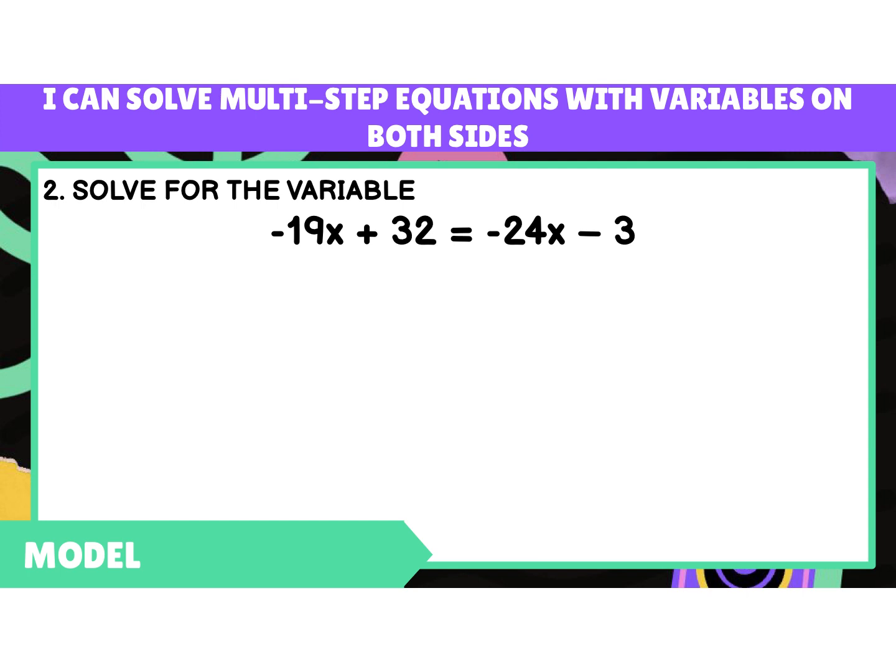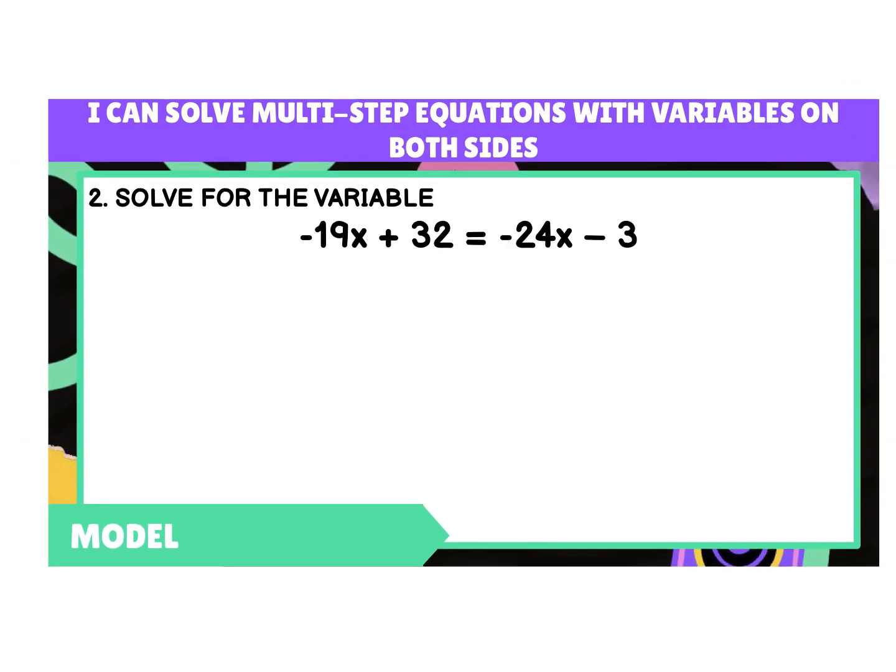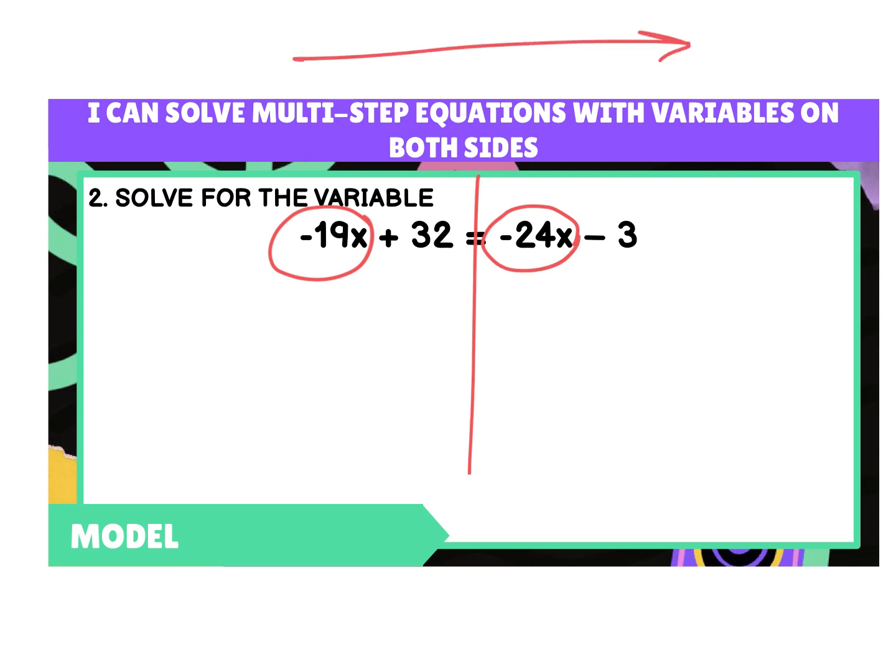All right, our next one, we have some positives and negatives to make things a little bit harder. First thing I'm going to do is draw my line. And I'm going to circle my x's. So negative 19x and negative 24x. Now, if we have a number line and 0 is over here, this would be negative 1, negative 2, negative 3. Eventually, we would get to negative 19 here and negative 24 here.